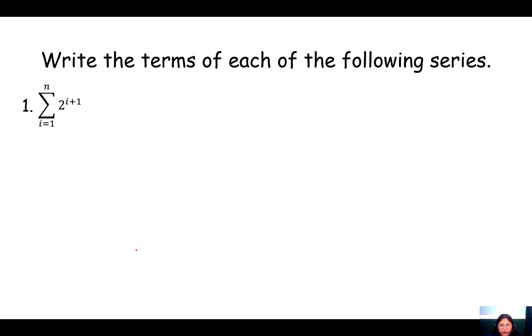Write the terms of each of the following series. So we are going to expand this. How are we going to expand this? Our starting point is 1, and our end point is n, which means infinity. As I said earlier, we are going to use until 3, so that we are uniform. Let's try. Our starting point is 1, so 2 raised to 1 plus 1, plus 2 raised to 2 plus 1, plus 2 raised to 3 plus 1, plus ellipsis plus 2 raised to n plus 1.